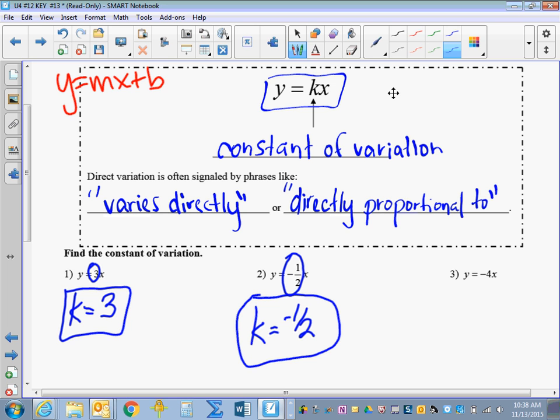All right, number 3. Any volunteers? Yvonne? Very good. Negative 4. My constant of variation is negative 4. Questions on that? Okay, good.